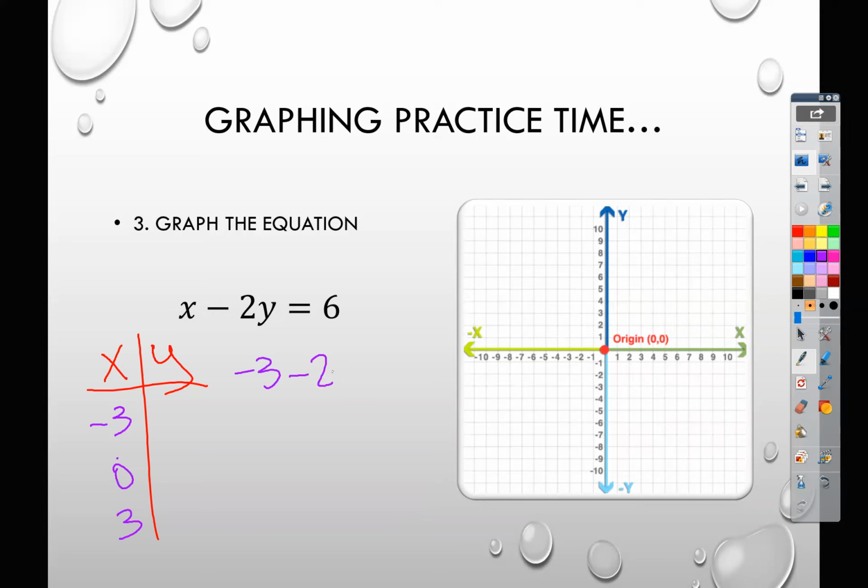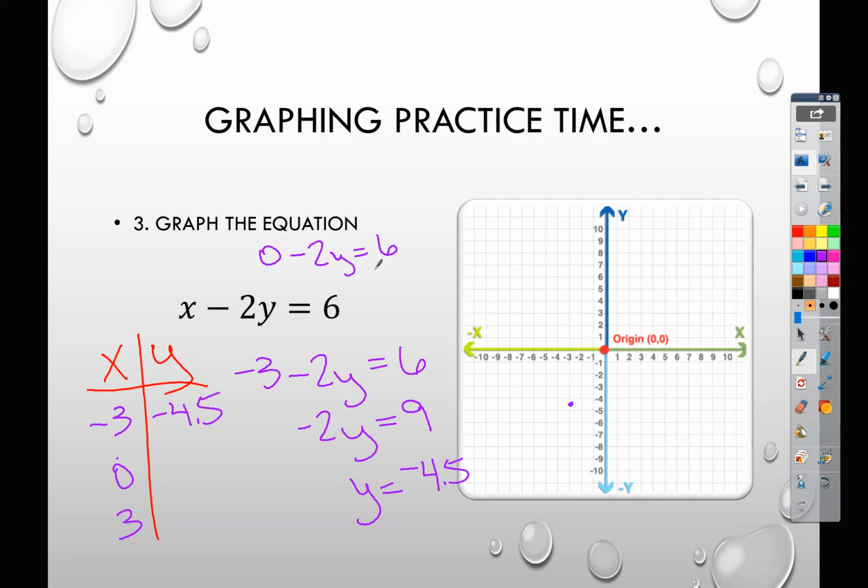So -3 minus 2y equals 6. Add 3 to both sides, so I get 9. Divide by 2, that would give me -4.5, which is not pretty, but we can do that. So -3, -4.5 would be about here. If I plugged a 0 in, I would get 0 minus 2y equals 6. So if I divided by the -2, that would give me a -3.